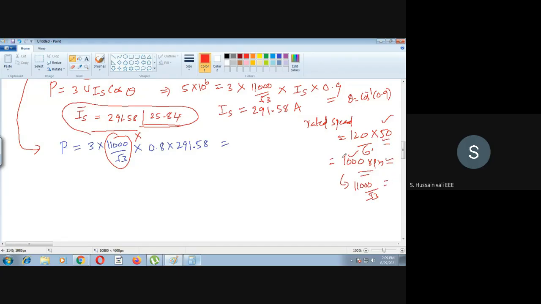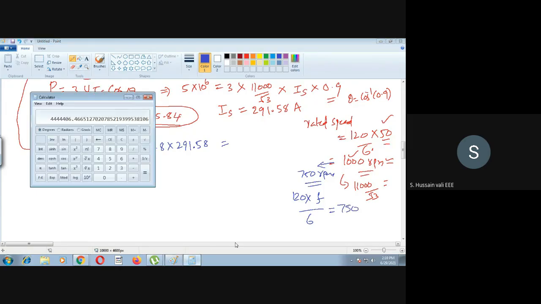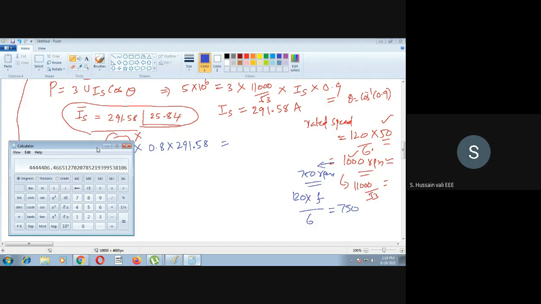But now this speed is different. The speed now becomes 750. So the question is, what should be the frequency so that the speed is 750? How do you change the speed here? I told you already in the very first statement on the synchronous motor that you change the speed by changing the frequency. So I want to get this speed, then what should be the frequency? Then 120 into f by 6 is equal to 750. Then what is the f value? First we have to find out this frequency. Because the speed is different, we should not get confused here.